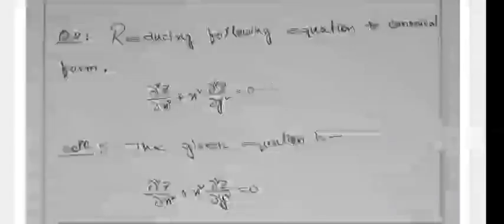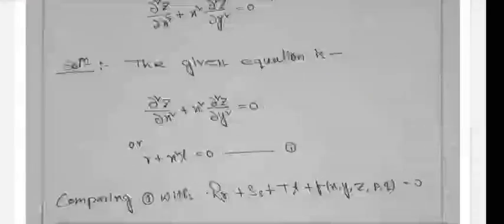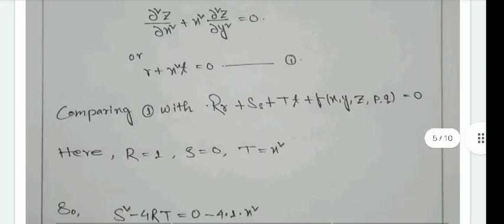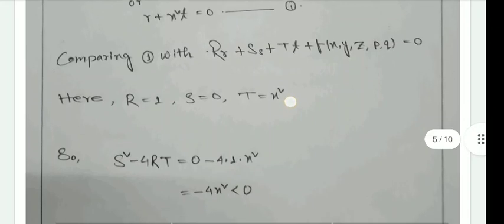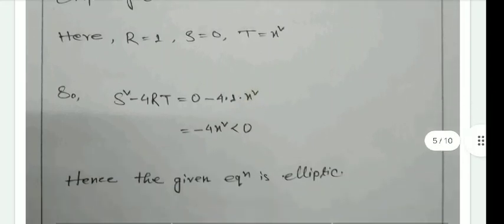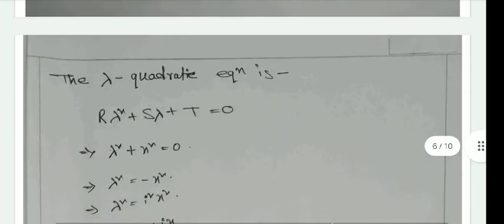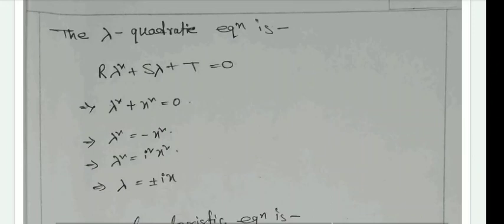First of all, we take the given equation and write it like this: r plus x square t equals 0, comparing with equation 1. After that, we find R, S and T, and put the values in this equation. Then we check whether the equation is parabolic or elliptical, and from this we get that the equation is elliptical. After that, we find the quadratic equation, where we get the lambda.